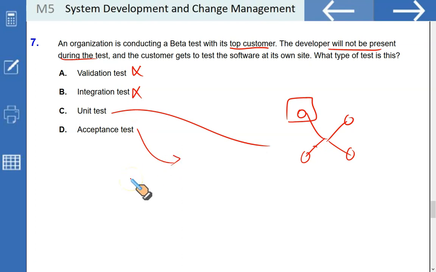Acceptance testing ensures that the software that we have developed works correctly for the intended user in his or her normal work environment. And this is to be done when the developer is not present. So that makes D the correct option.